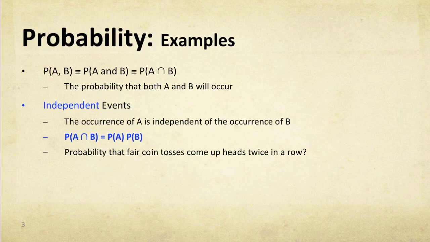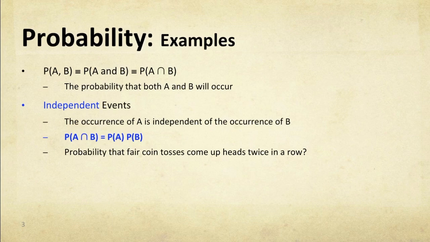The joint probability of A and B can be denoted by P(A, B), P(A and B), or the probability of the intersection. This is the probability that both A and B will occur. If A and B are independent, meaning the occurrence of A has nothing to do with the occurrence of B, then the joint probability can be computed by P(A) times P(B).